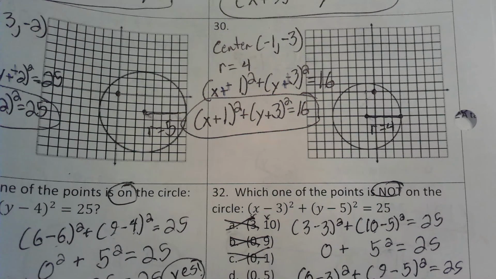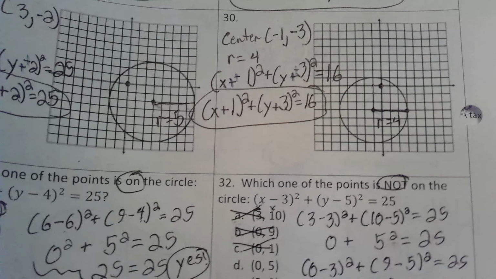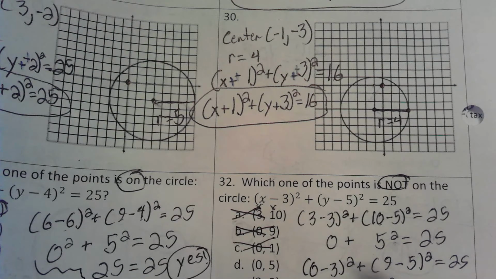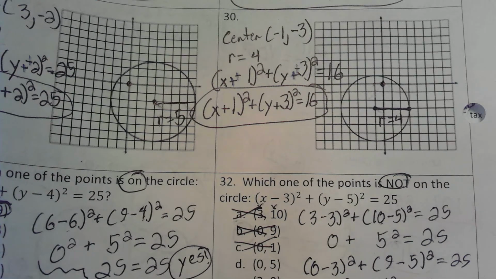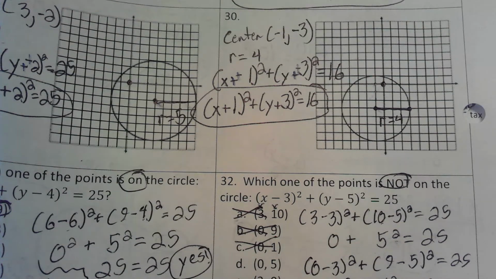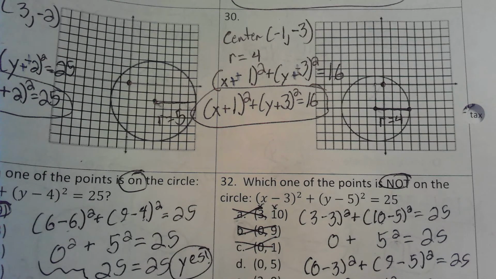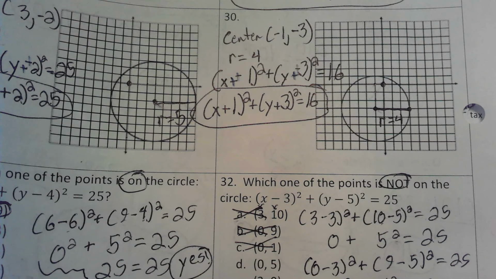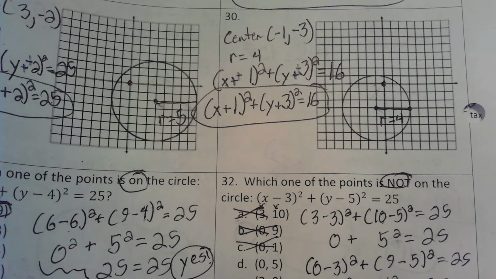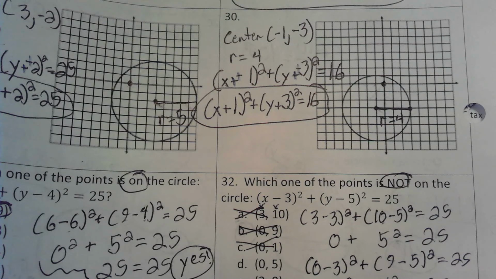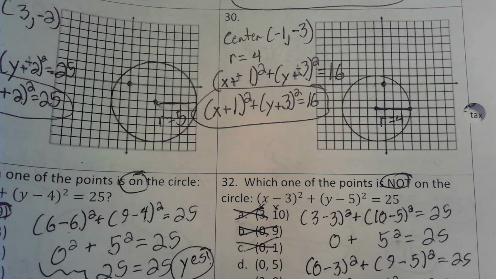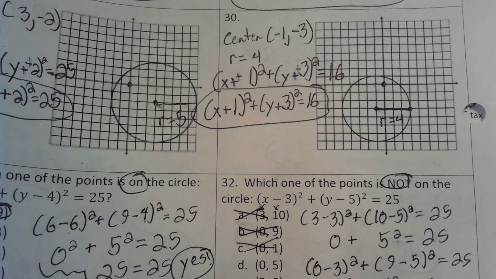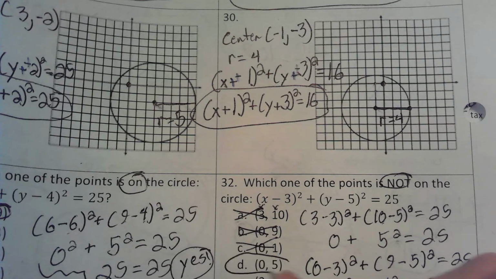Okay, so then we try the next one. It says which one is not on the circle, so we try the next one, everybody. So here I'm trying D. Points D. So I'm going to go 0 minus 3 squared plus 5 minus 5 squared. Okay, that's going to give me negative 3 squared plus 0 squared is not equal to 25, right? 9 is not equal to 25, so this would be our answer.